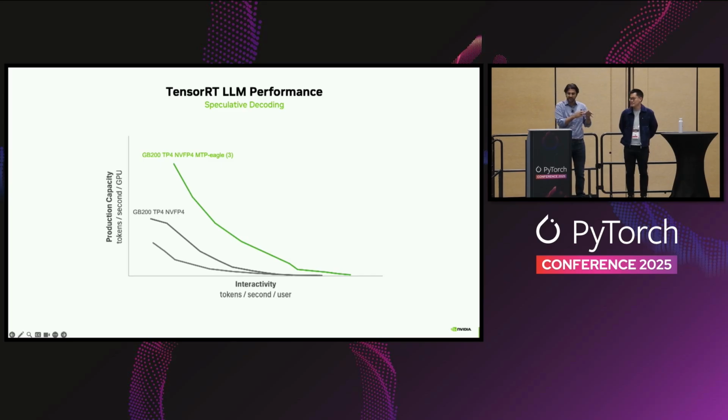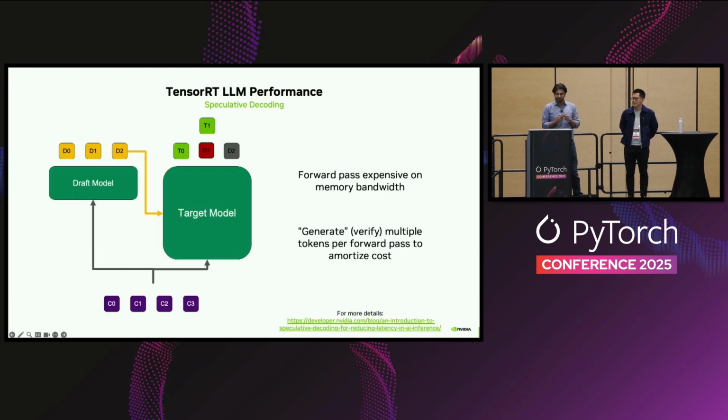So while speculative decoding is also powerful on Hopper, the increased compute-to-memory bandwidth ratio of FP4 on GB200 makes Blackwell especially well-suited for this technique. So speculative decoding works by exploiting the typical memory bandwidth bottleneck that is observed during LLM inference by using spare compute to amortize the cost of loading weights onto the device.